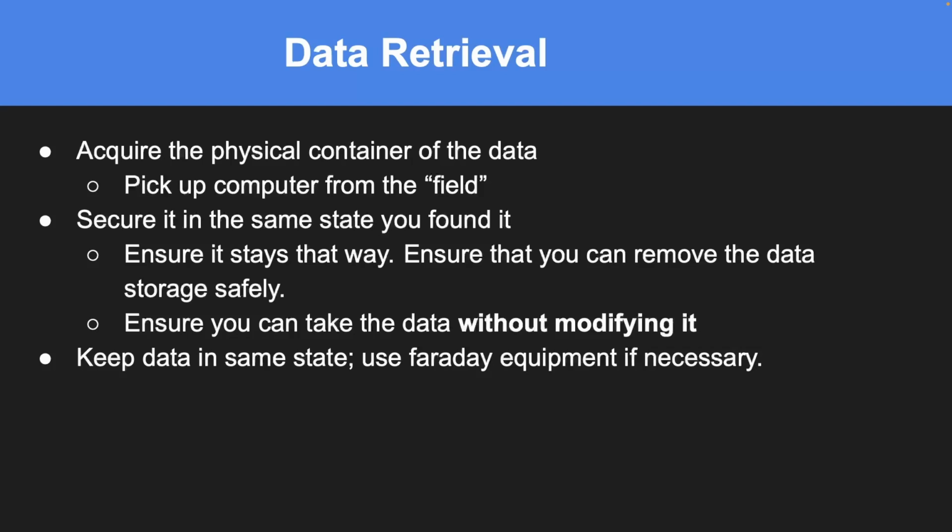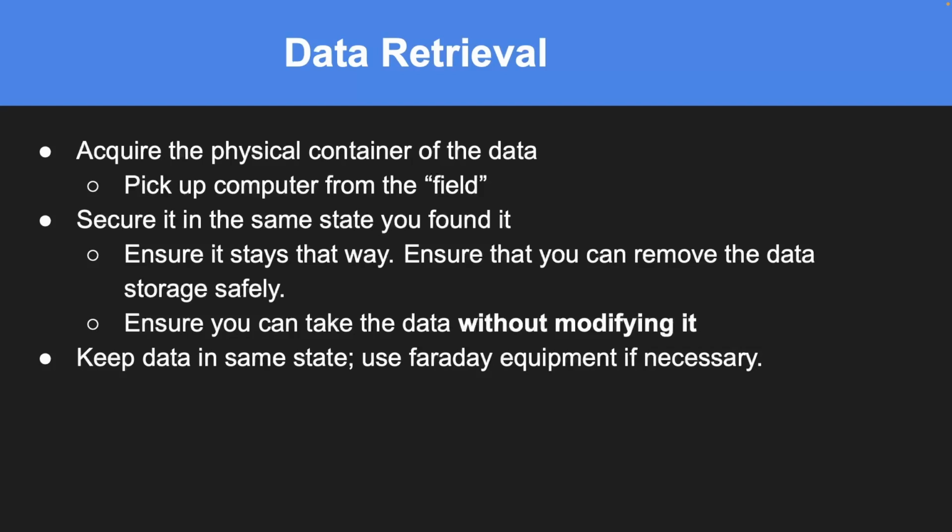Now, again, back to data retrieval. The first part of data retrieval, as we said earlier, is to acquire the physical container of the data, and also to secure it in the state that you found it. So you must keep it without modifying it in any way.